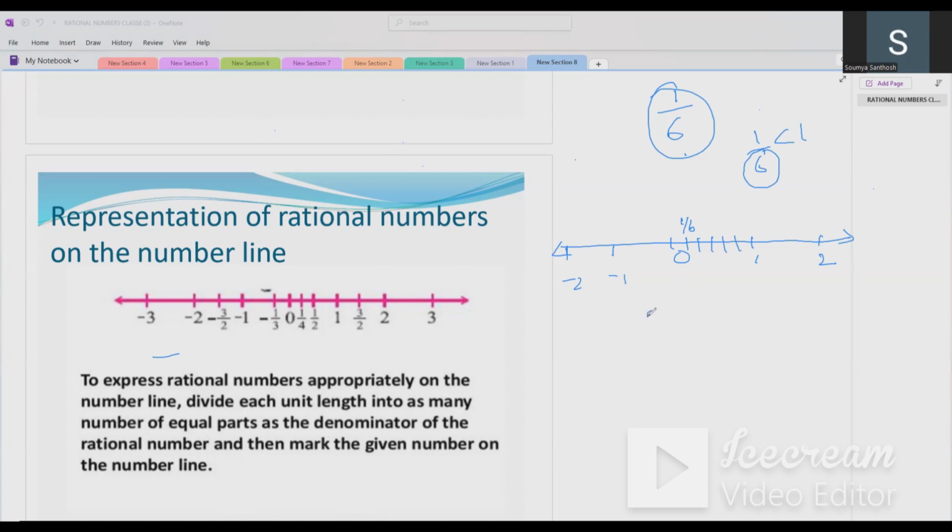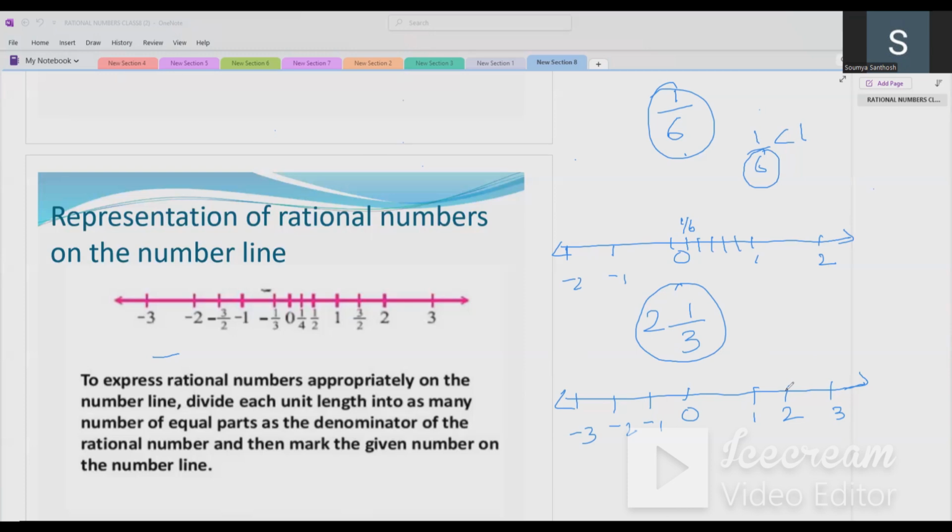Okay, for example, I want to represent 2 1/3 on a number line. How will I represent 2 1/3 on a number line? So again, you should draw a number line, correct? So 0, 1, 2, 3, etc. Here also -1, -2, -3, etc. Correct? Now, what should I represent? 2 1/3. So definitely its value is more than 1, right? 2 1/3 means 2 wholes, so it will be between 2 and 3.